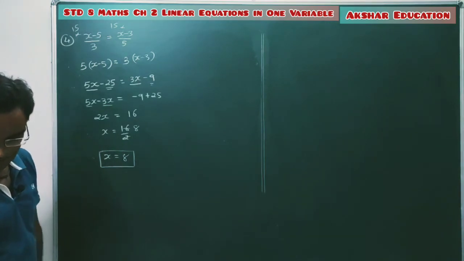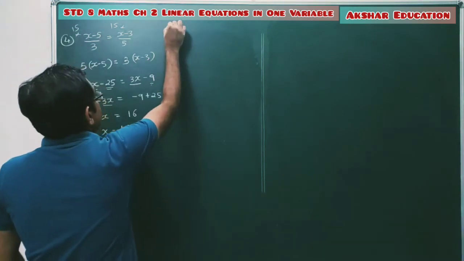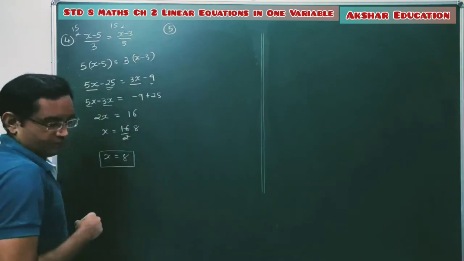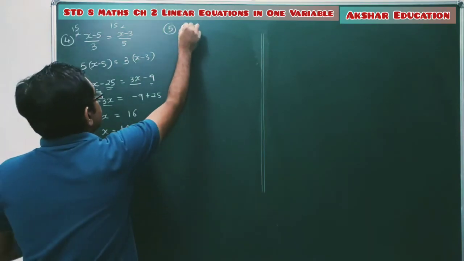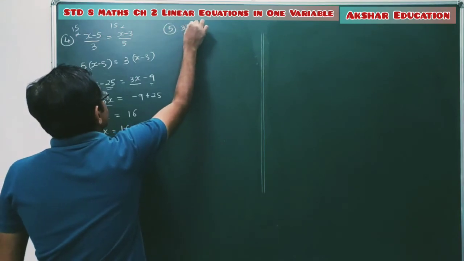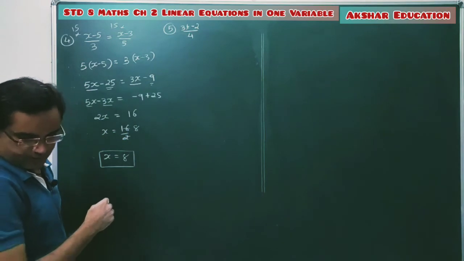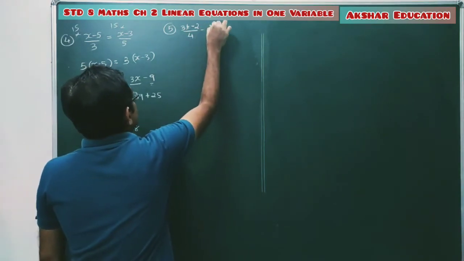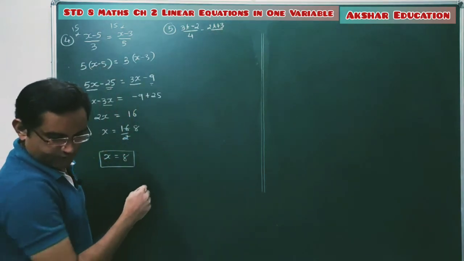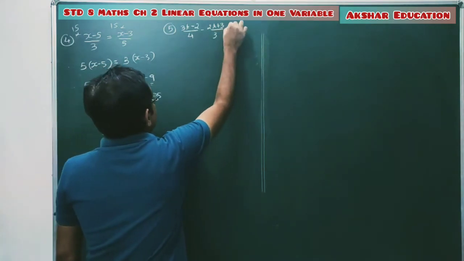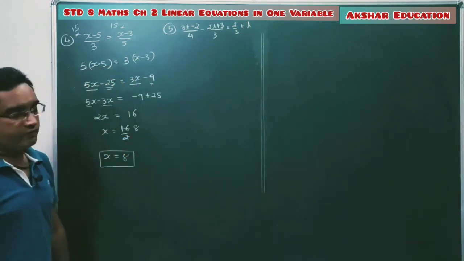Clear students? Now next question, question number 5. So the fifth question is given. Here we are given that 3t minus 2 by 4 minus 2t plus 3 divided by 3, and that is equal to 2 by 3 plus t. This is the given equation.